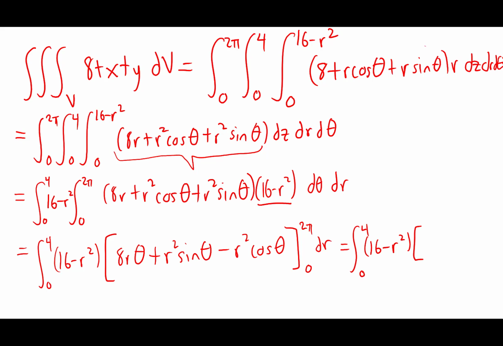times, all right, so if we plug 2 pi into this, we'll get 16 pi r, okay, plus 0 minus r squared. Okay, minus, if we plug 0 into this whole thing, we're going to get 0 from this part, we'll get 0 from this part, and then from this part we'll get another minus r squared.